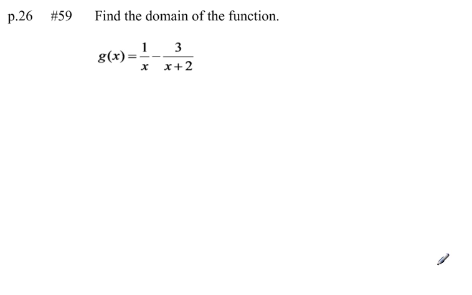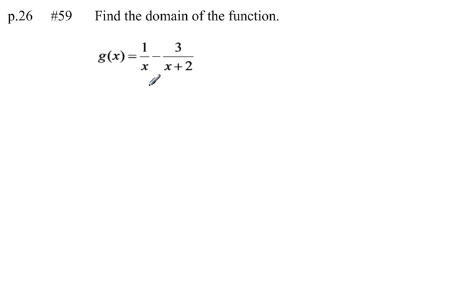Page 26, problem number 59 reads, find the domain of the function. And the function is given: g of x equals 1 over x minus 3 over x plus 2. Now domain. Remember we have two words here, domain and range. Domain means possible values of x. Range means possible values of y.